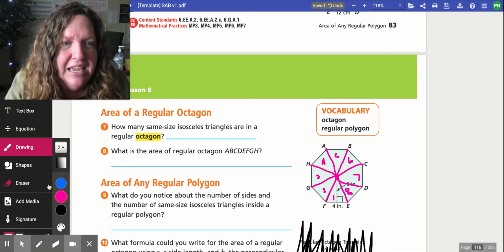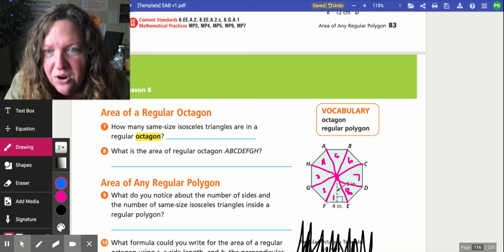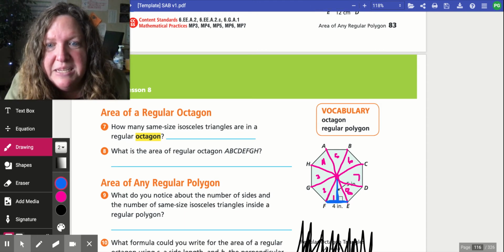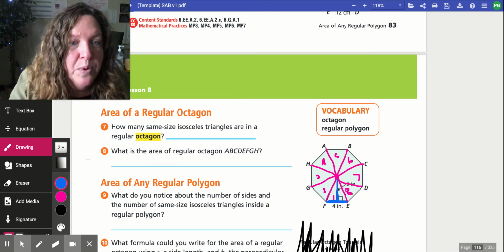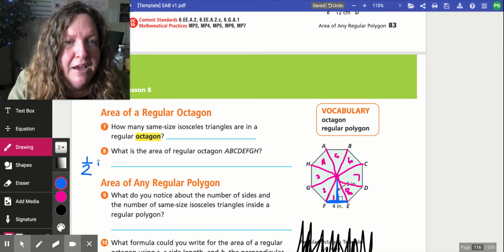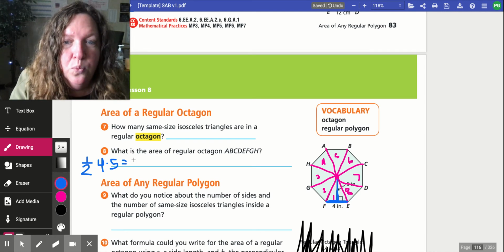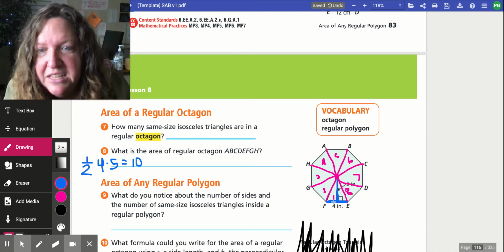So we see that this one right here has a base of 4 and a height of 5. We know that the area of a triangle, the formula is base times height cut in half. So we know it's going to be a half of 4 times 5. There it is. We know 4 times 5 is 20. A half of that is 10. So we know that this is 10 right here. That one right there is 10.